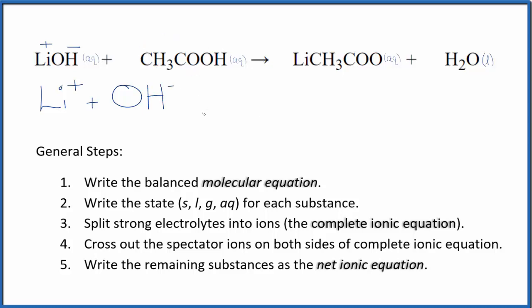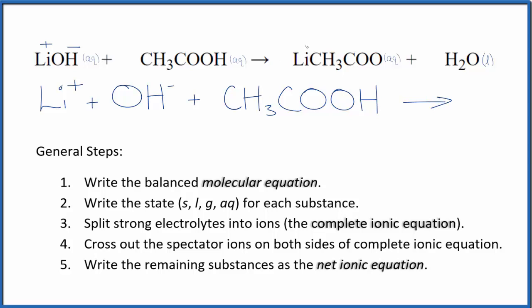For the acetic acid here, that is a weak acid, so it's going to be a weak electrolyte. So we only split apart strong electrolytes. So the acetic acid here, we're going to keep that together in our net ionic equation. That's just one you need to remember. So these are the reactants in our net ionic equation.